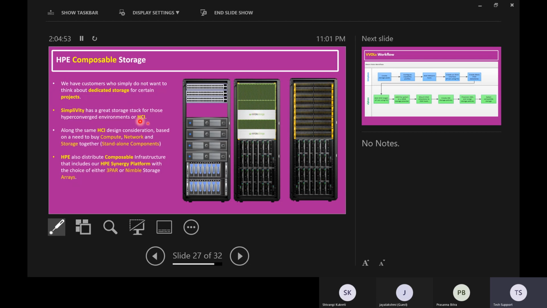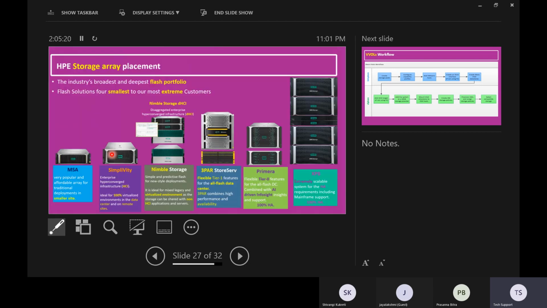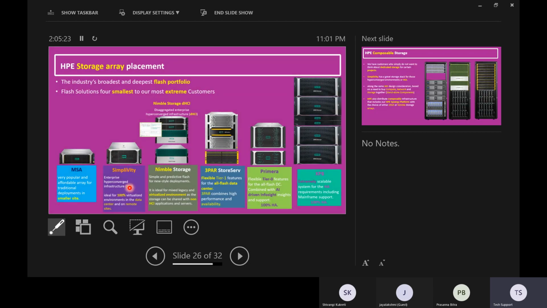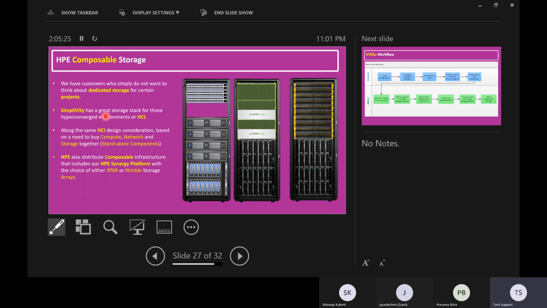Okay, so all these points I highlighted in the left side description. We have customers who simply don't want to think about a dedicated storage for certain projects. Let's say for some projects there is no dedicated storage, they can use any of the storages, and that is one scenario. Another one, SimpliVity has a great storage stack for hyper converged environments, or HCI, hyper converged infrastructure. Even this point I covered in the previous slide. SimpliVity is mainly for HCI. So this is also one scenario.